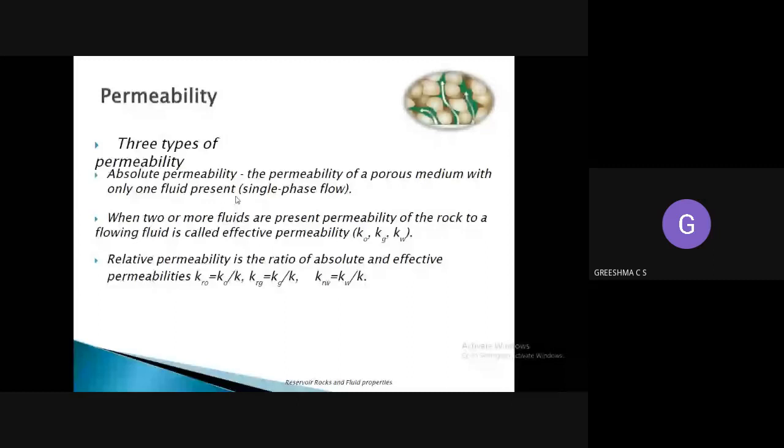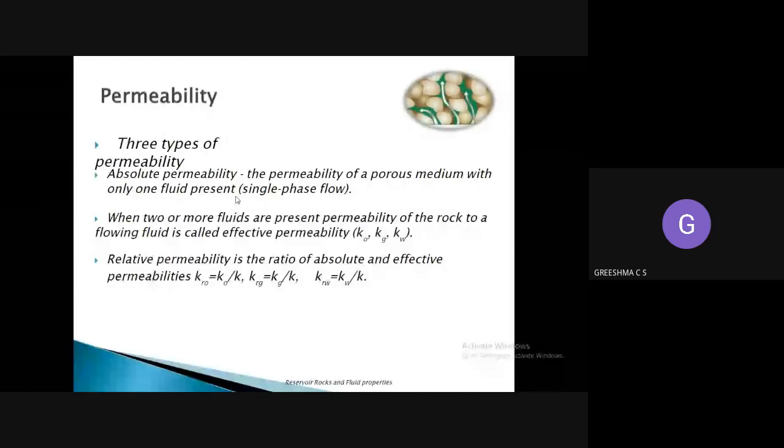You might have seen this in some wells. The water flows through the gaps between the rocks. So only water is coming through it, nothing else. That is a single phase flow. Only water is coming through the rocks, so that is absolute permeability. It allows the flow of only one kind of fluid, that is single phase flow.